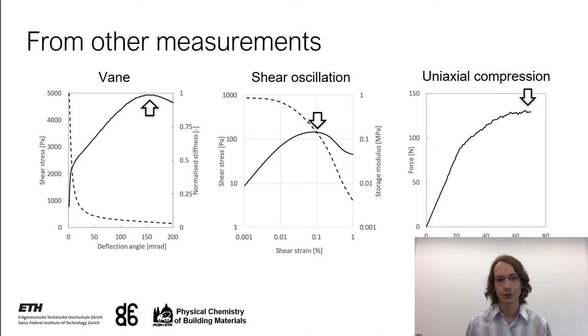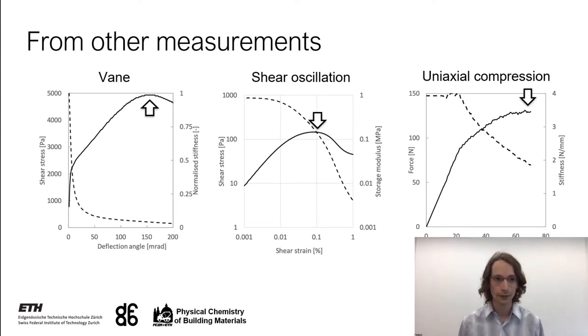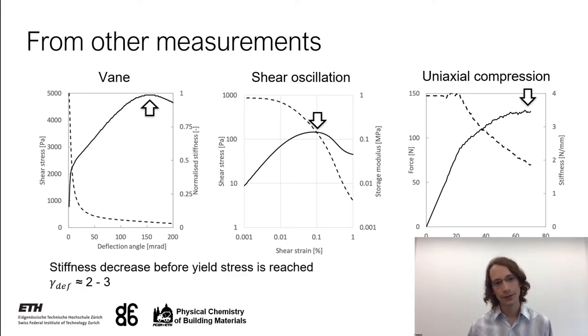And in uniaxial compression tests, we see also the same thing, where we see the yield stress at the arrow and a strong decrease of stiffness. So taking that into account, we probably have to think about creep as a phenomenon to account for. And we get a range in which we can expect the safety factor to be. And based on these other measurement methods, we expect to be in the range of 2 to 3. So this is consistent with what I showed before.